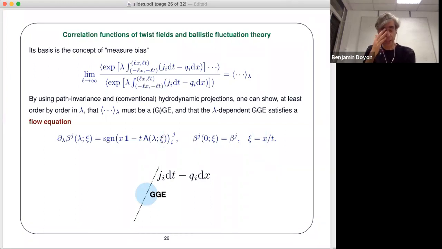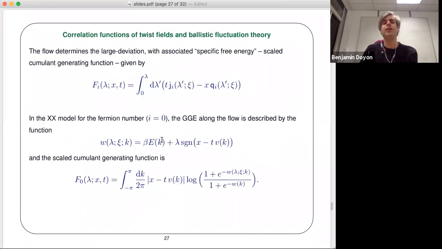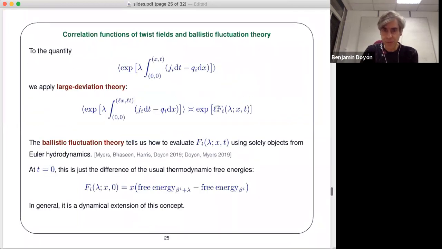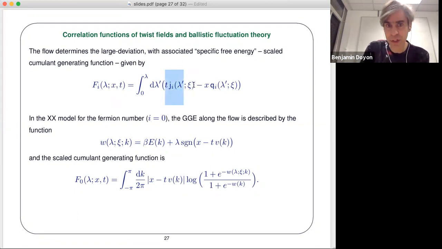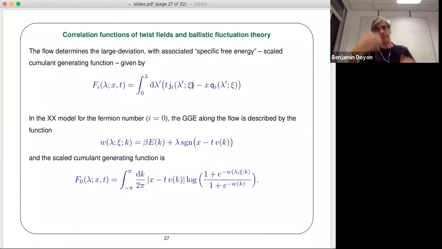Okay? So this is a flow, and then the formula for f that we want here is obtained by integrating over that flow. So f is just given by the integration over that flow of t times the average current on that GGE minus x times the average density in that GGE. Now the GGE is along the flow, so it depends on the flow parameter lambda, and also depends on psi, the direction in space-time that you look at. That's the technical formula, right?